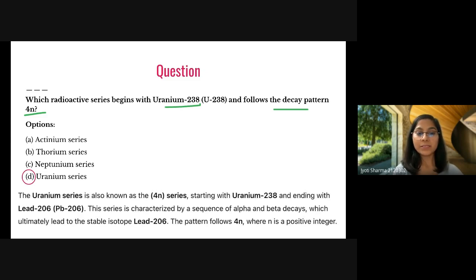The uranium series is also known as the 4n series, and it starts with uranium and ends with lead 206. It is characterized by a sequence of alpha and beta decays. In the last question we had alpha decay, but here there is a sequence of alpha and then beta, alpha and then beta. The stable isotope will be lead 206, and this follows the 4n pattern.